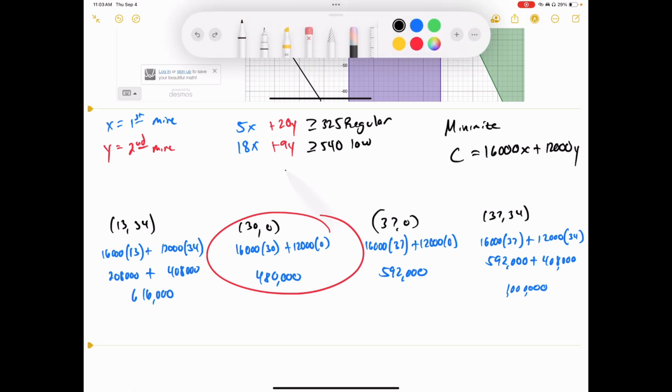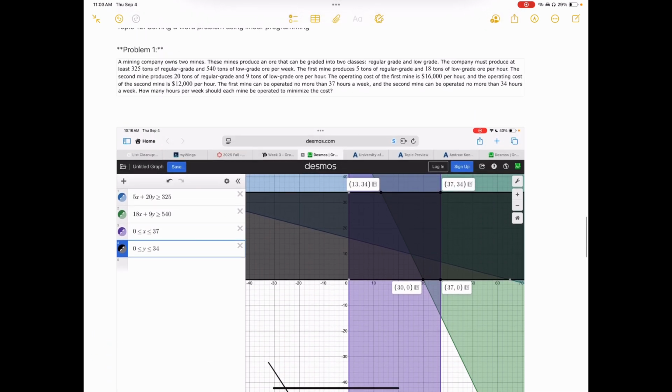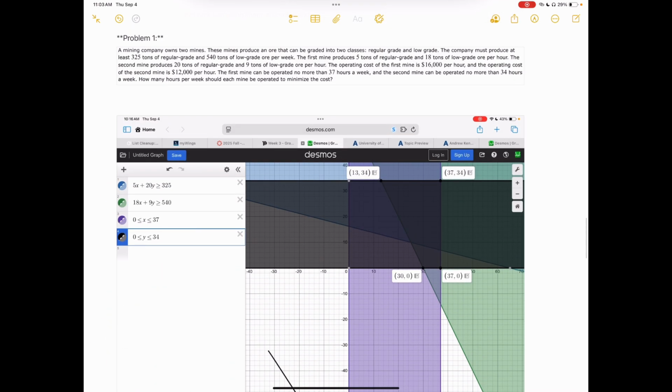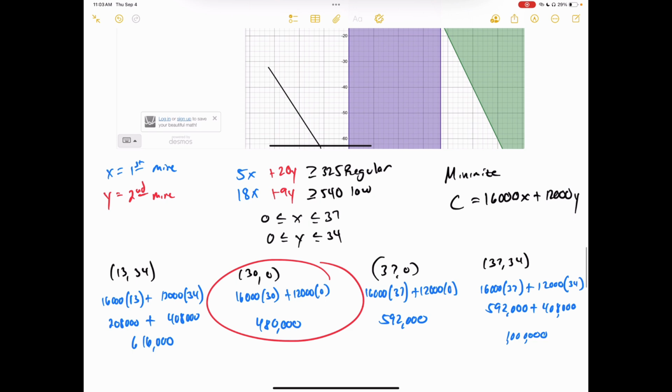It would be less than or equal to 37, but it also can't operate a negative amount. So this has to be between 0 and 37. The second mine can operate no more than 34 hours. So same thing, it cannot operate a negative amount, and it can't operate more than 34 hours a week. So how many hours per week should be used to minimize the cost?